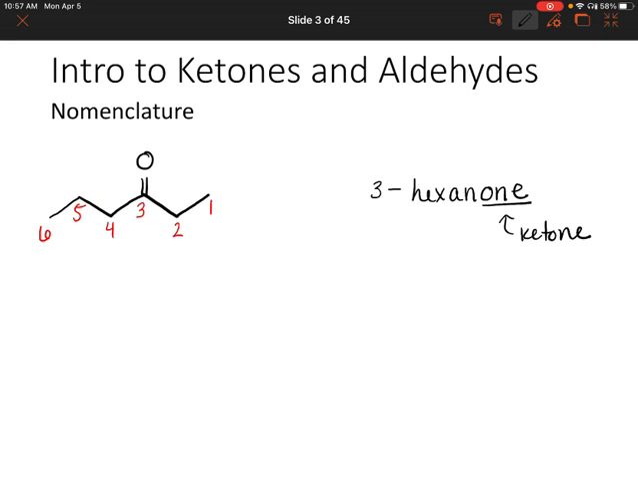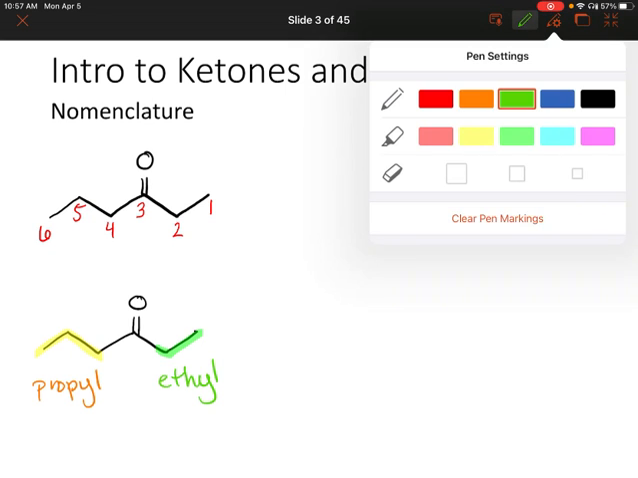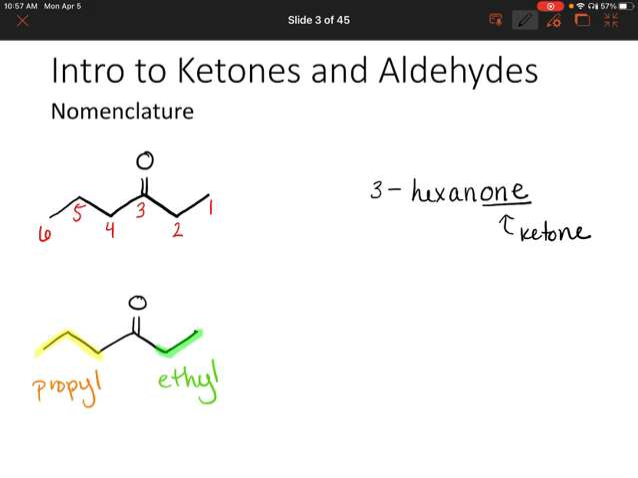Now there is another way to name this molecule, and it's kind of similar to how we would name an ether. So what we do is identify our chains on either side. On the left we have a propyl group, and on the right we have an ethyl group. So we would also call this ethyl propyl ketone.